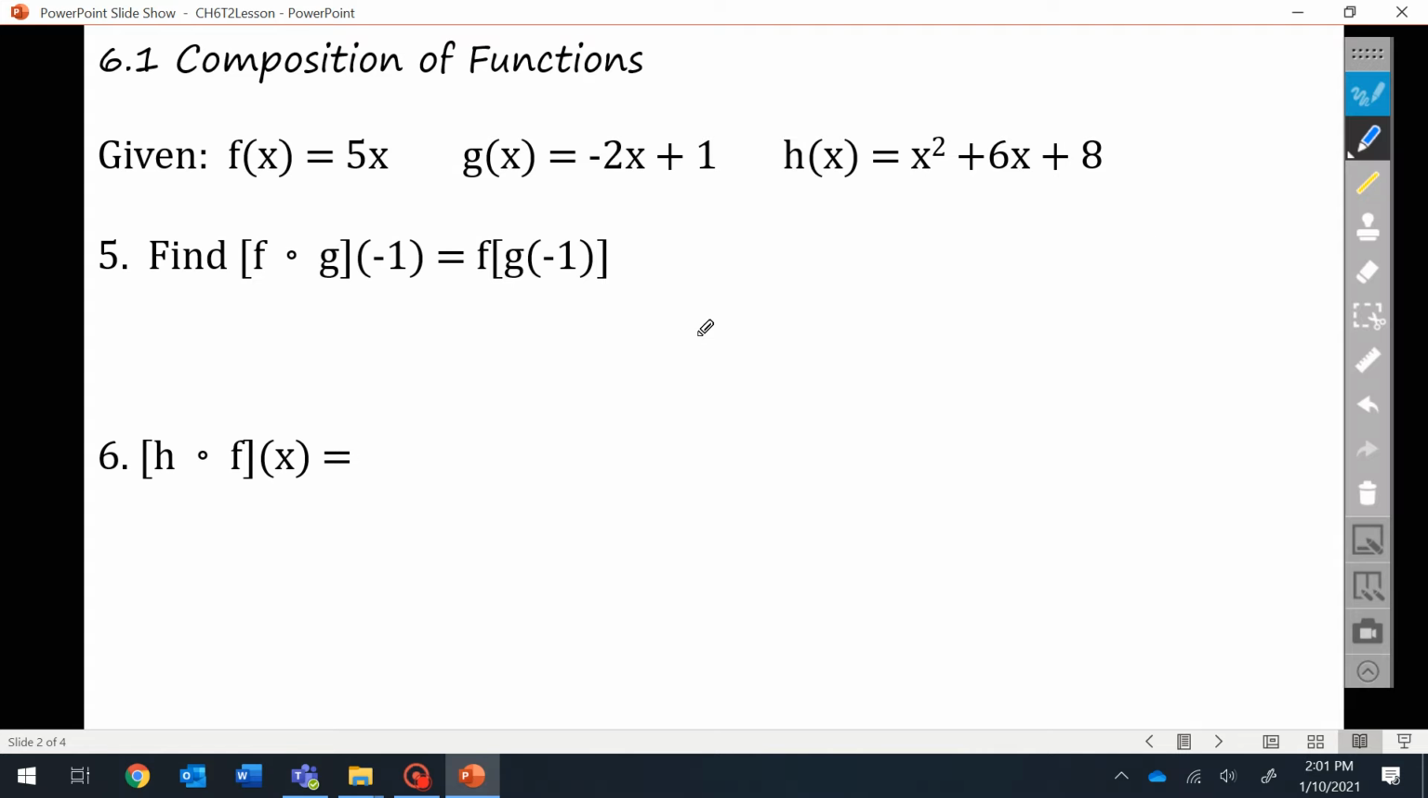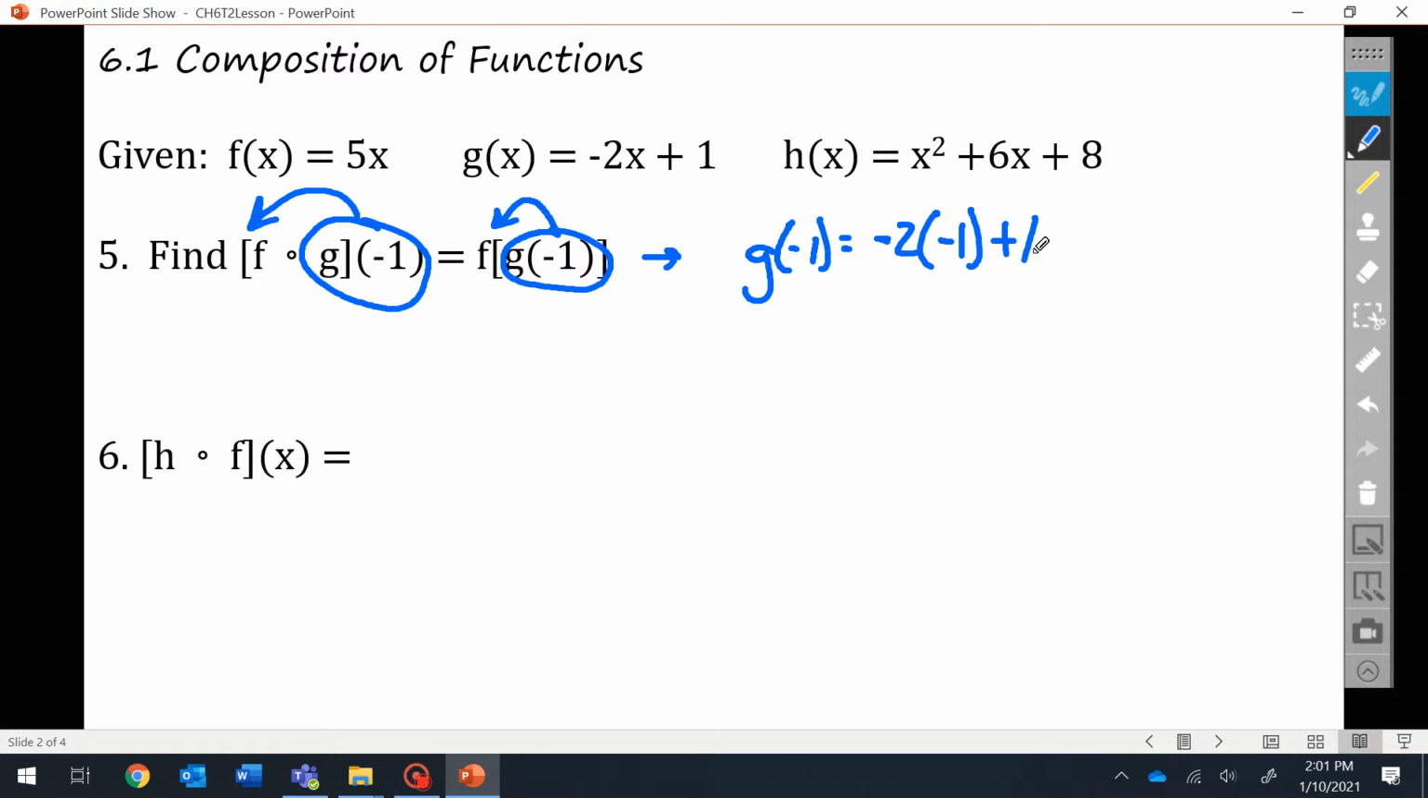Let's try some more. So f compose g of negative 1. This tells me to figure out what g of negative 1 is and then put that into the f function. Okay, g of negative 1 is going inside of the f function. Alright, so first I need to know what g of negative 1 is. It's negative 2 times negative 1 plus 1, which is negative 2 times negative 1, which is 2, plus 1, which is 3. So g of negative 1 is 3.